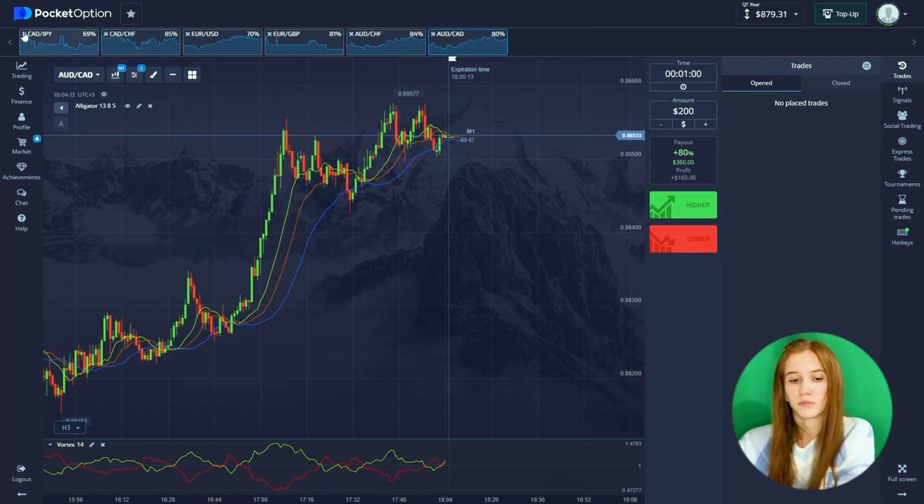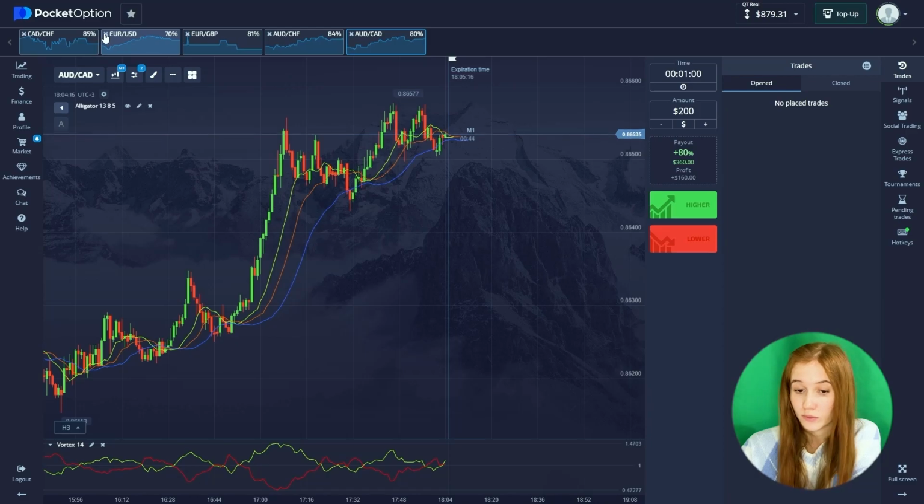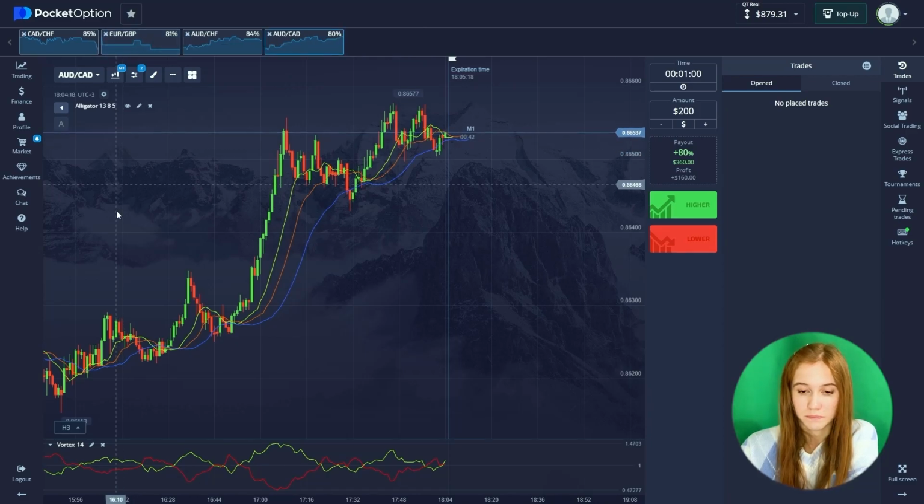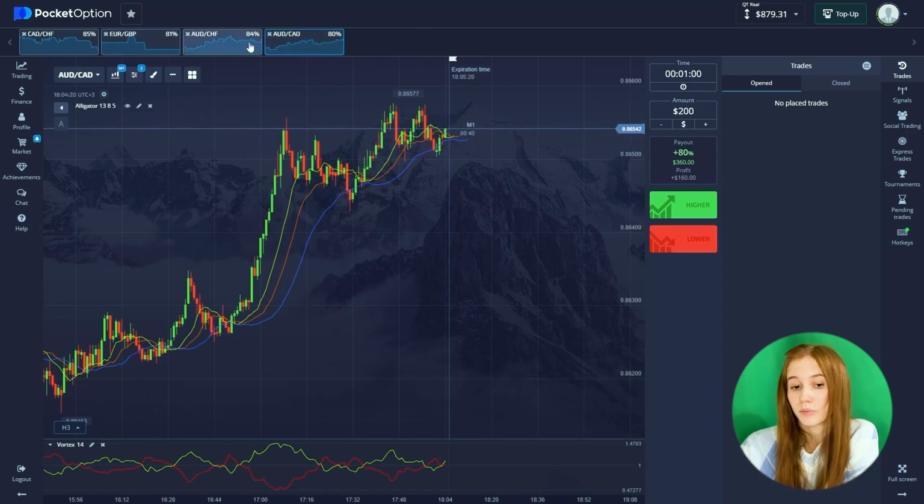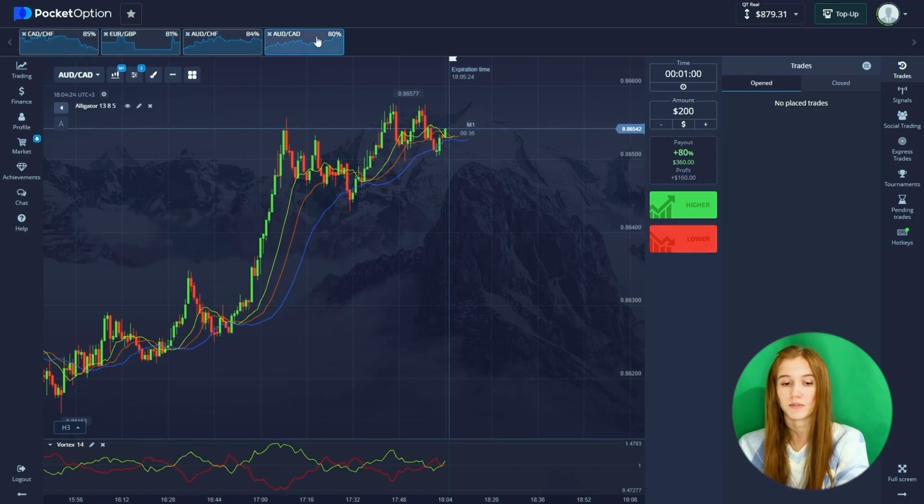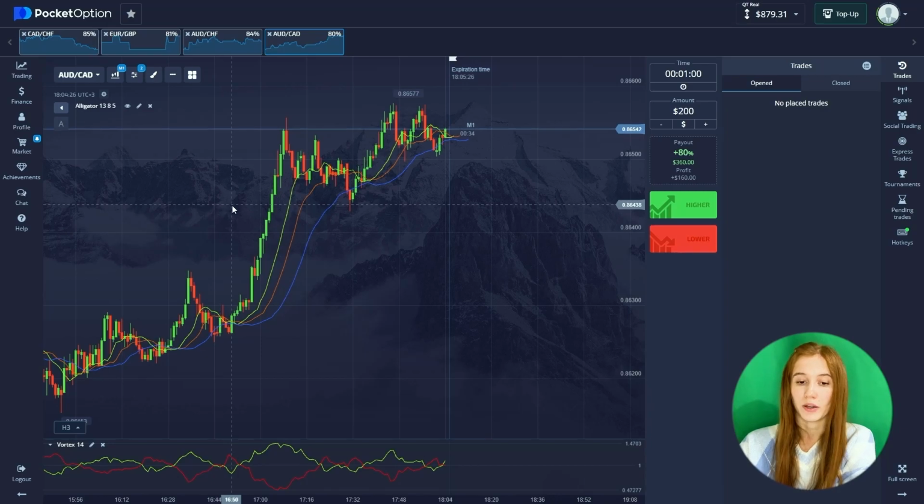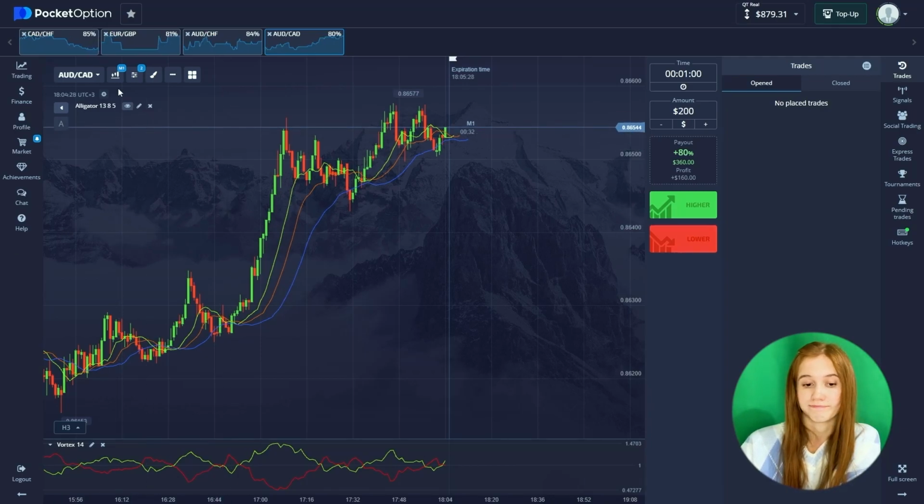Let's remove them. 70%, not very pleasant. 70. I'll talk about the percentage of payment later. Let's leave for concept pairs for now. Payout percentages. Good.